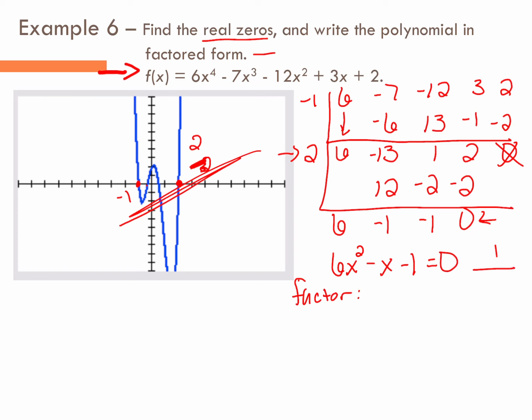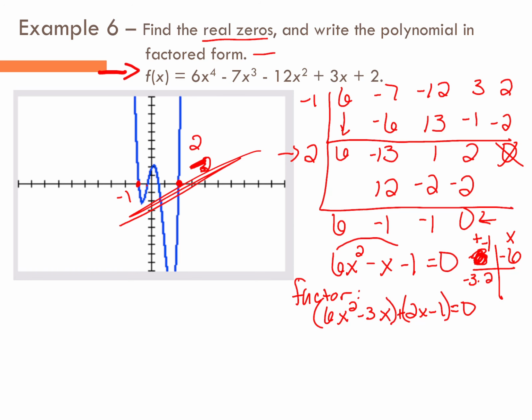So factoring, what multiplies, if I multiply right here, gives me -6 and adds to give me -1 in the middle. So this would be -3 and 2. They multiply to -6, add to -1. So I have 6x squared minus 3x plus 2x minus 1 equals 0.